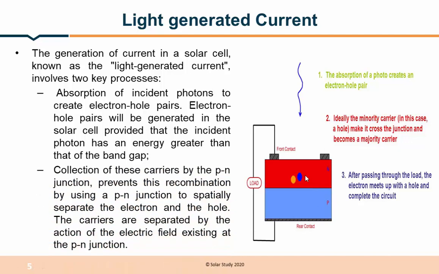So collection of these carriers by the p-n junction prevents this recombination, by using the p-n junction specially to separate electrons and holes. So what will happen when you provide some photons or some potential difference to this solar cell, it will form electron and hole pairs that will lead to generation of electrical energy from our solar cell.